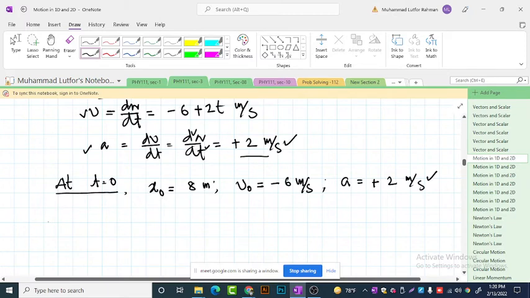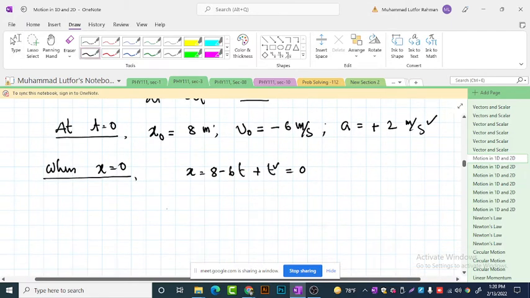Now say I want to find out when x would be equal to 0. So I want to know when the particle would be at the origin of my reference frame. Since x is 8 minus 6t plus t square, if I plug in x equal to 0, then I can find at what time the displacement would be 0, right? So that's when it would be at the origin, where I chose that origin.